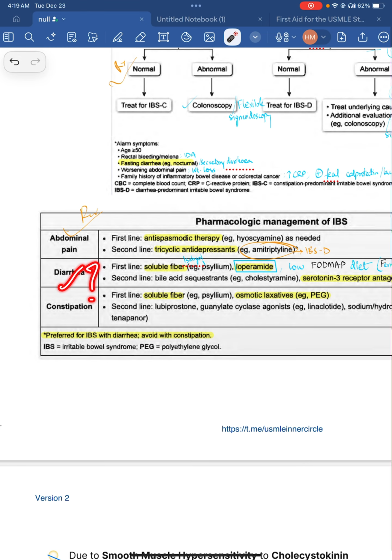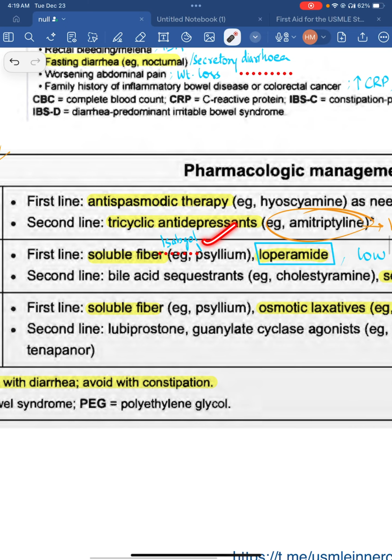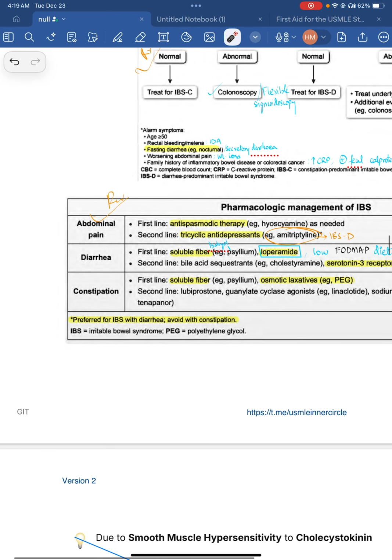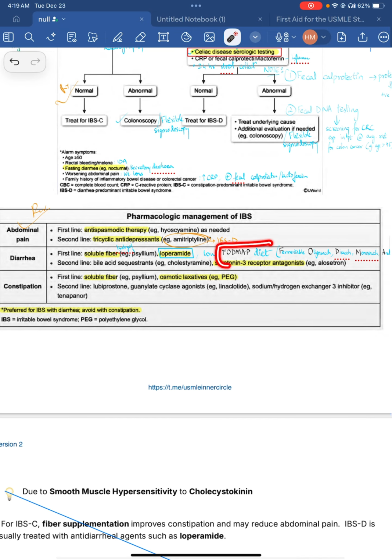For diarrhea, what do you give? First line is soluble fiber, psyllium. In India, we have isabgol, psyllium husk. And then loperamide, it decreases the motility. Next, second line are bile acid sequestrants, that is cholestyramine, and serotonin 3 receptor antagonists like alosetron. And you can follow a FODMAP diet.